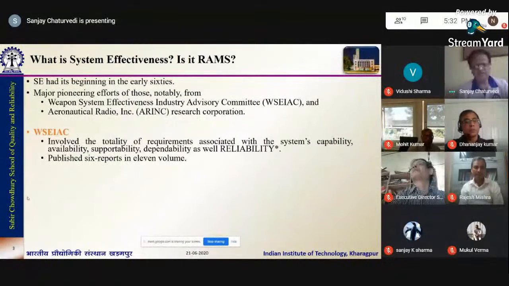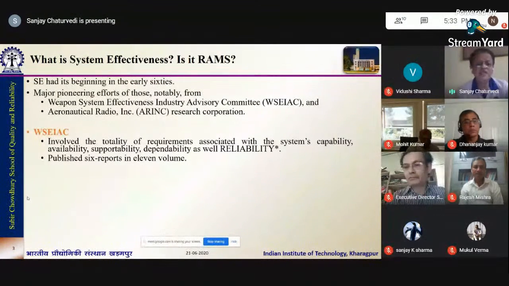So the first one involved the totality of requirements associated with the system's capability. Capability, in fact, initially the definition of reliability says the capability of a system, then it was later quantified using probability theory or so.